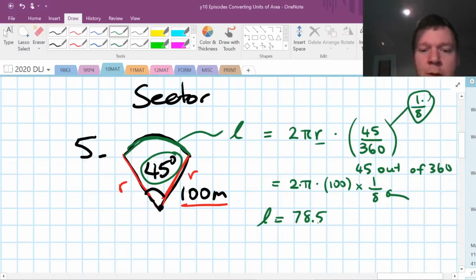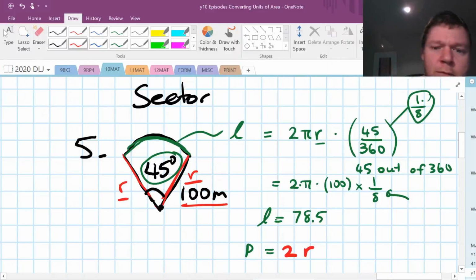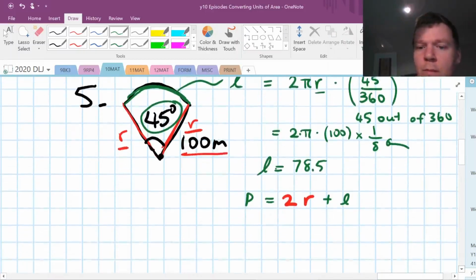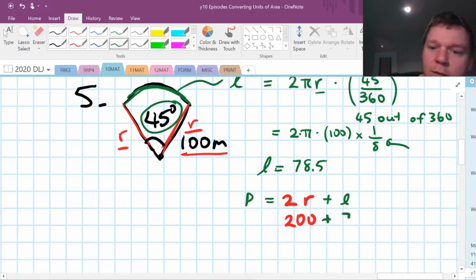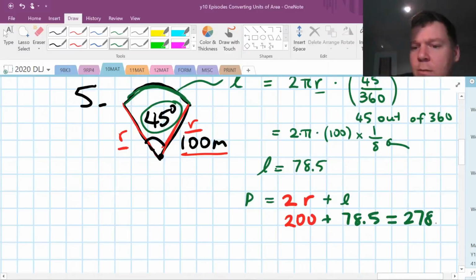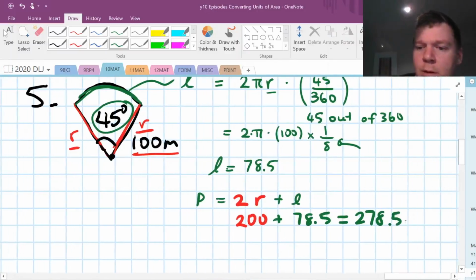Our perimeter is going to be 2 radiuses, because we've got those two sides of the pizza, 2 radius, and the length, plus the length. So we're going to get 200 plus 78.5 gets us 278.5 meters.